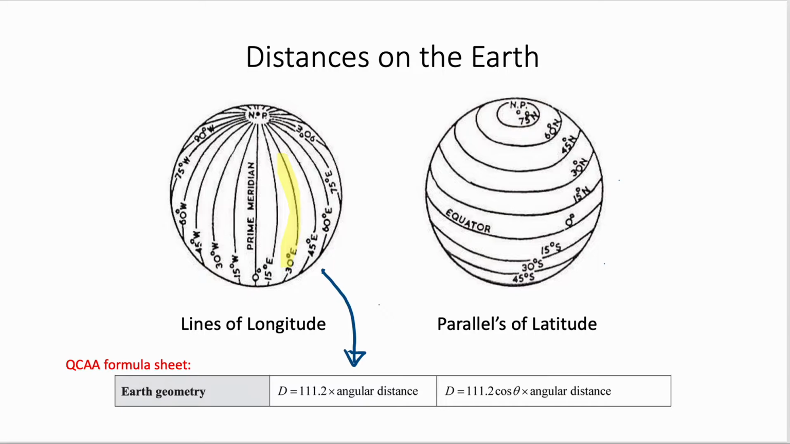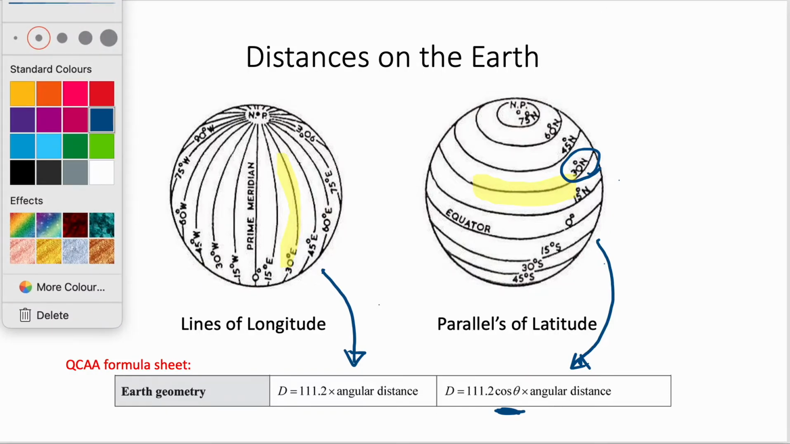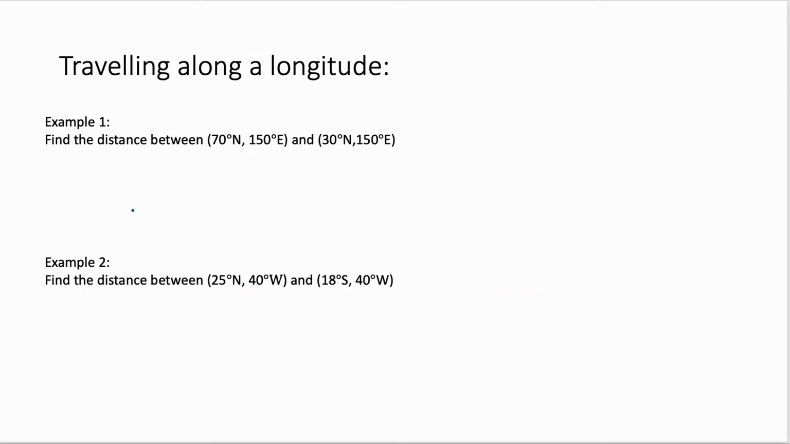On the other hand, if you're traveling along a latitude, like in this direction, so you're traveling from east to west or vice versa, it depends which one you're on. So our rule needs to take into account which latitude we're on. So we're using this rule here, and the cos theta is where we're taking into account the latitude that we're on. Now I'm going to take you through a couple of examples just to show you what I mean.